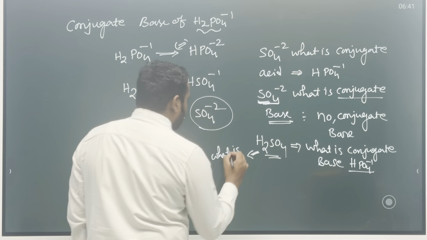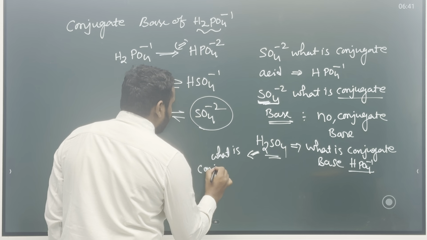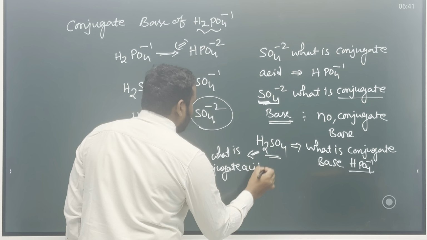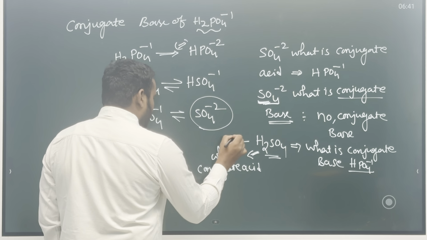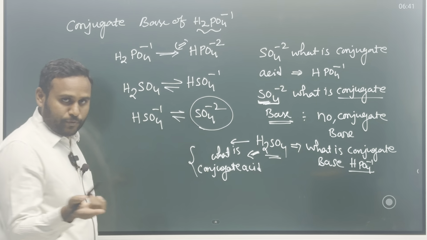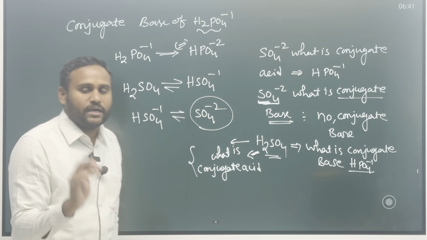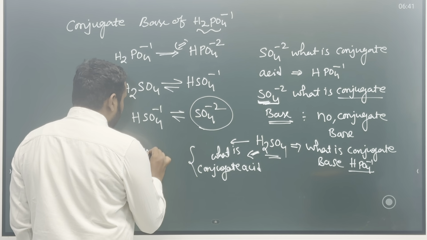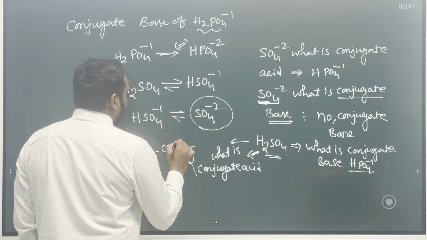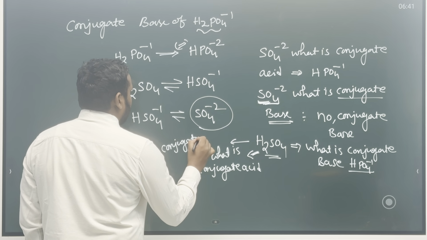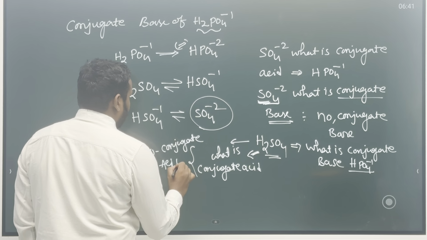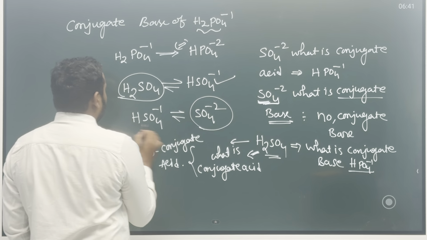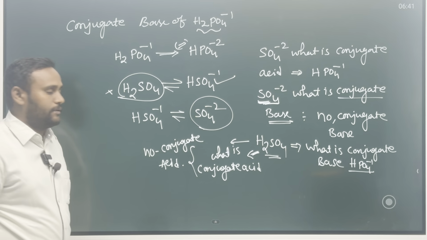What is conjugate acid? See, here we know H2SO4 cannot accept one more extra proton, which means there is no conjugate acid. So here H2SO4 has only a conjugate base but no conjugate acid.